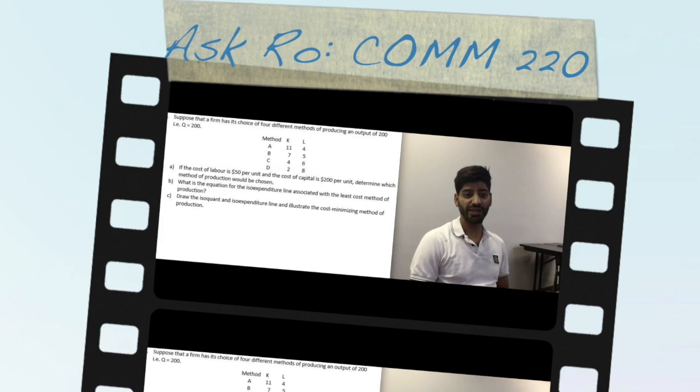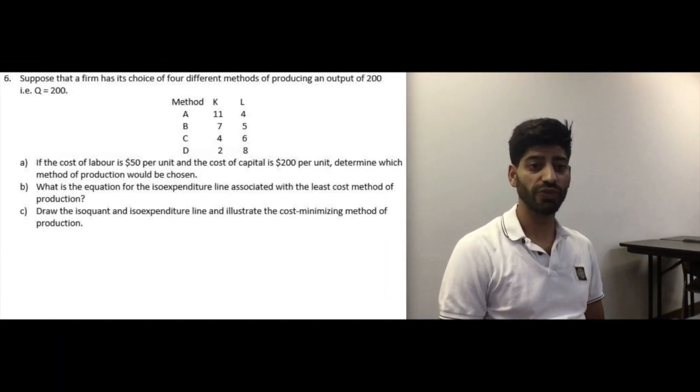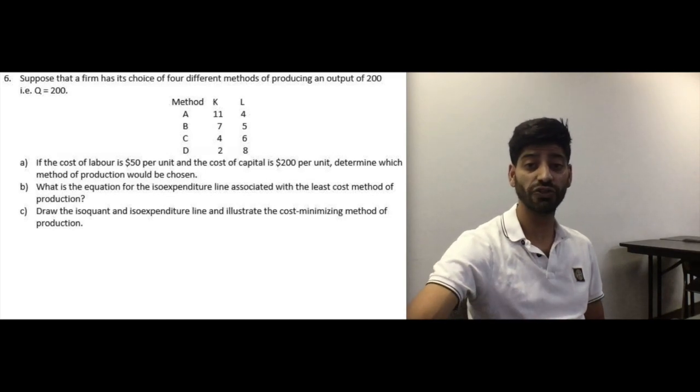So here I was asked a question for COMM 220, Analysis of Markets. Question number 6, Part B. Let's have a look. Suppose that a firm has its choice of 4 different methods of producing an output of 200 units. So this table outlines methods A, B, C, and D, which essentially involve different combinations of capital and labor that is producing this output of 200 units.